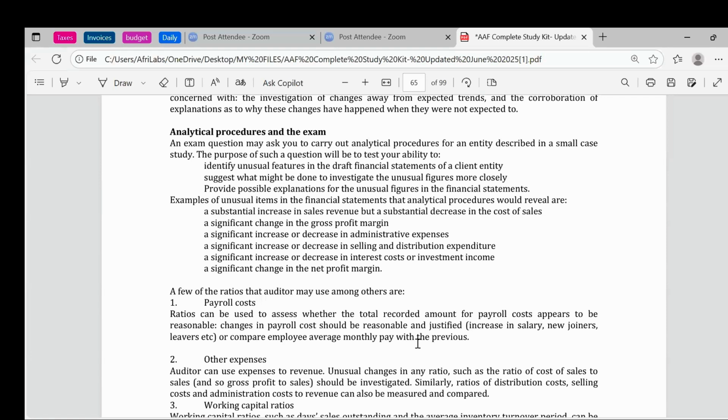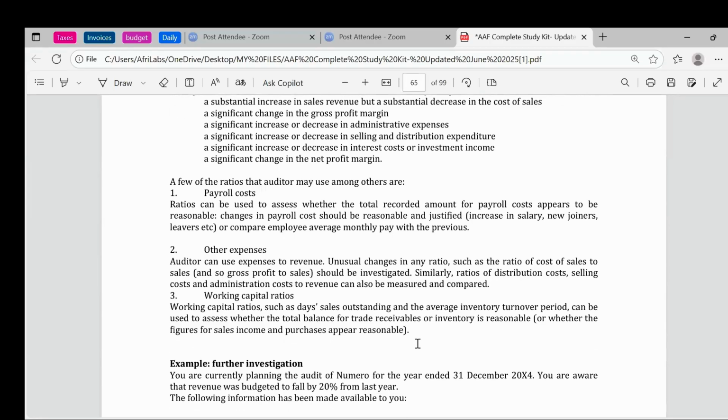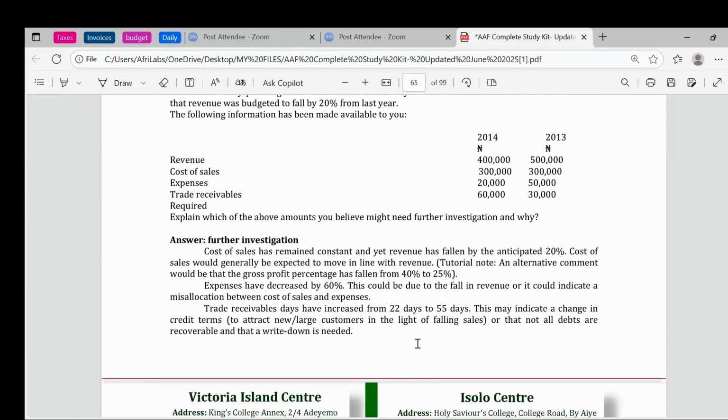Okay, so if assets are increasing, and if sales is increasing and then cost of goods sold is decreasing, you have to now sit down, you know, work backwards, things like that, but they don't really ask it as much. So they're just giving you the areas that will be tested: payroll, other expenses, working capital.